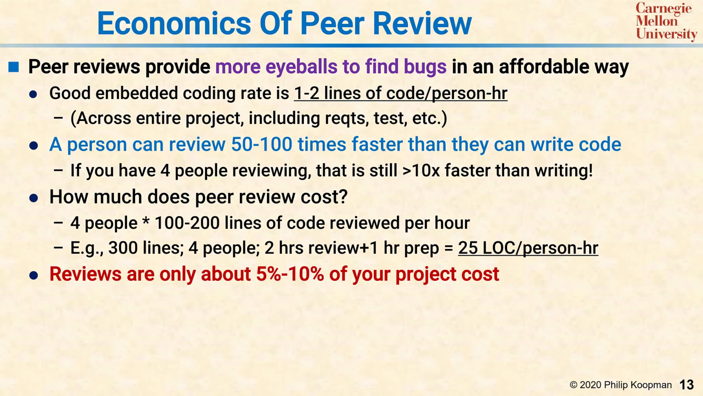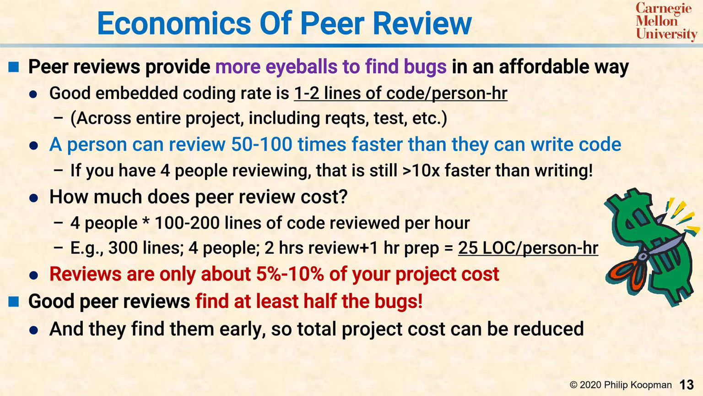Even if you toss in the reviews of the design documents, they're small compared to the code and so on. If you do really rigorous, complete reviews, you're probably only up at about 10% of your project cost. But good peer reviews find at least half the bugs, and they find them early when they're cheap to fix. So economically, you can find defects in test, which is often 50% or more of the project cost. Or you can spend 5 to 10% to find the majority of the bugs up front. Which is a better deal, 50% cost of test or 5 to 10% cost of peer review?